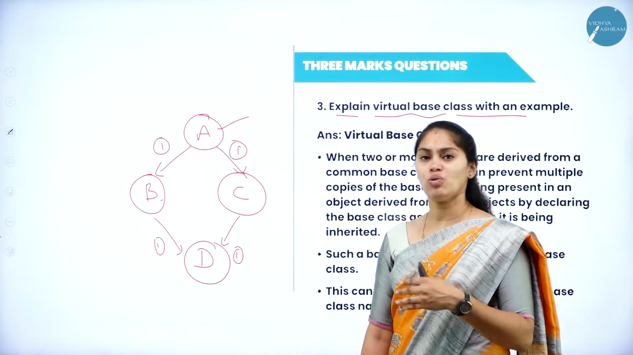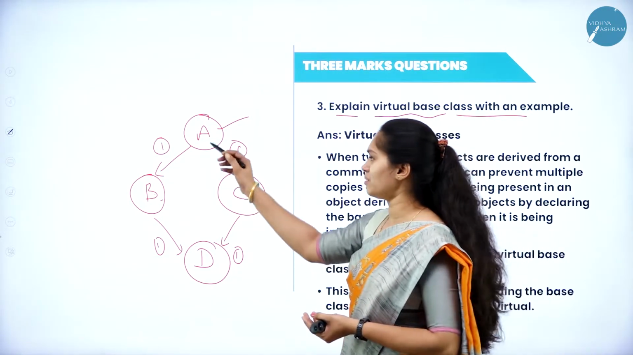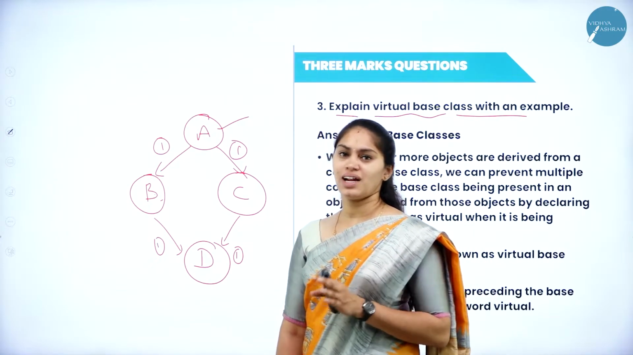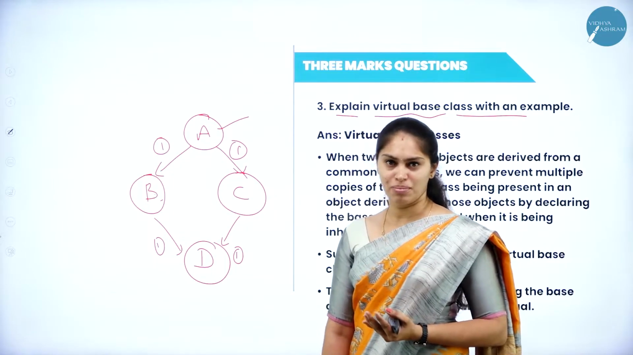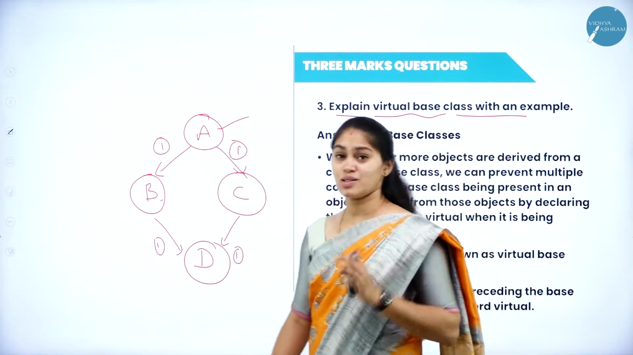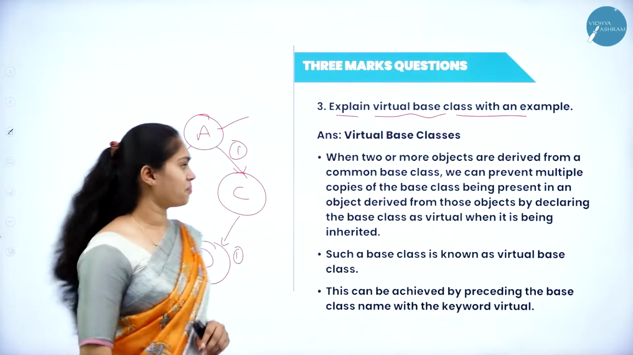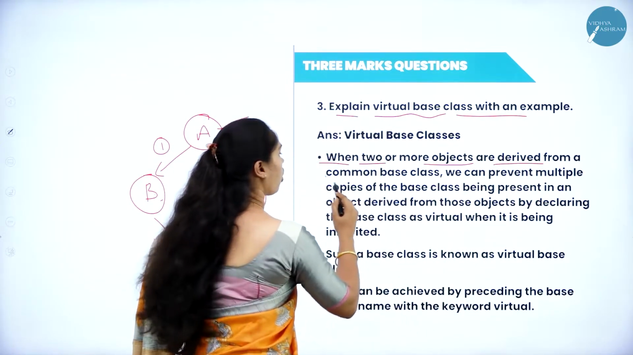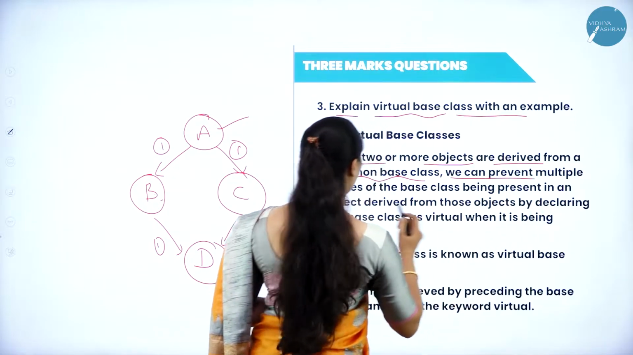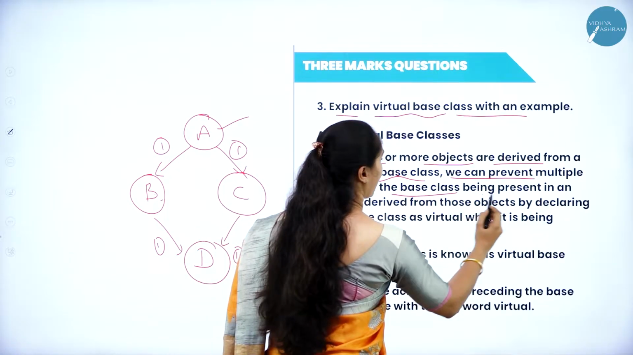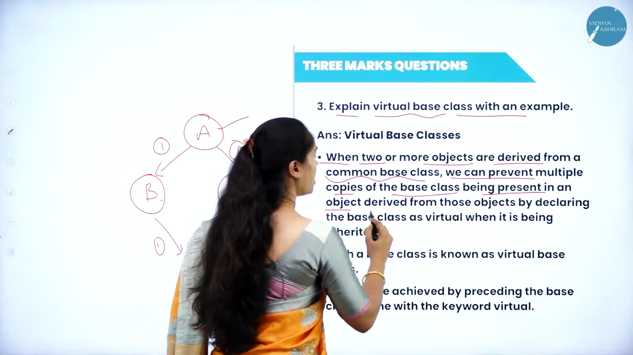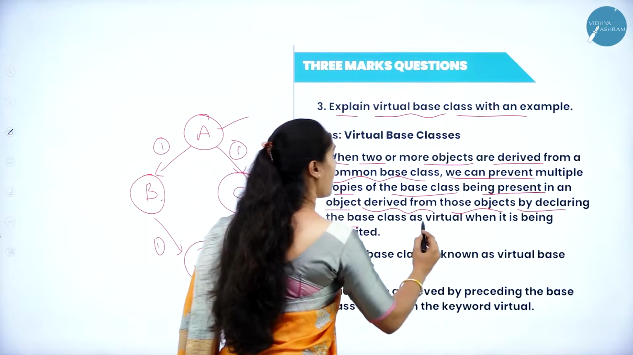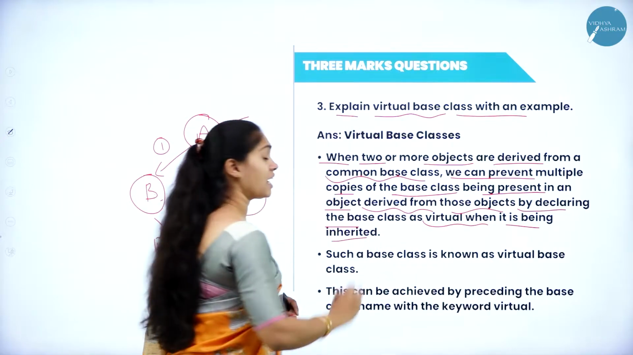At that time, however many classes may be derived from this base class, the content will reach the derived class only one time, without having more copies of this base class. That is what a virtual base class is all about. So you can see here, when two or more objects are derived from a common base class, we can prevent multiple copies of a base class being present in the object which is derived from those objects by declaring the base class as virtual when it is being inherited.